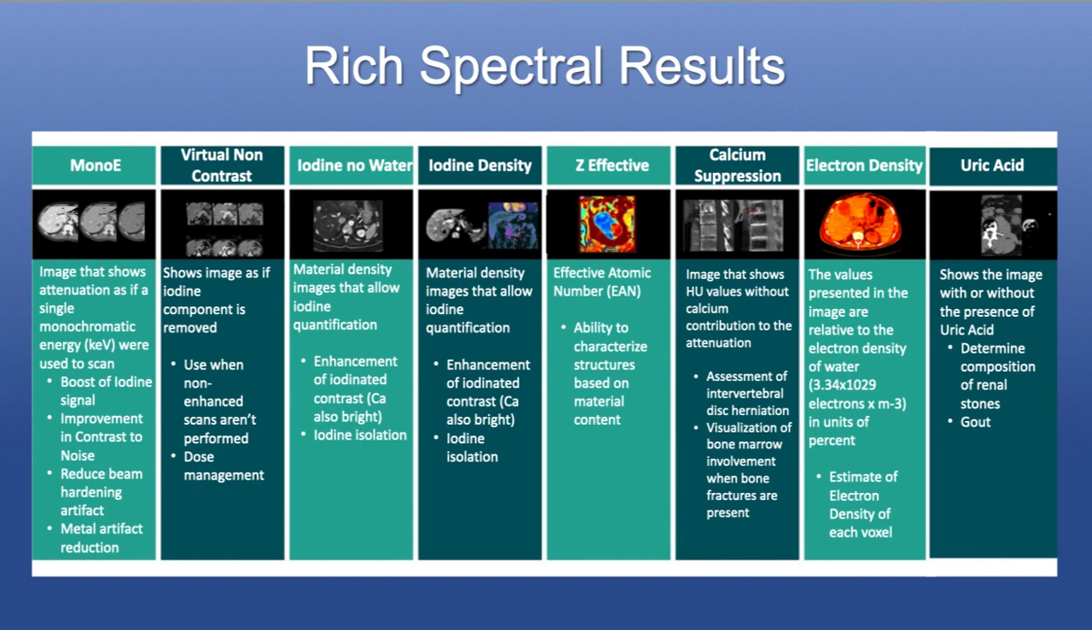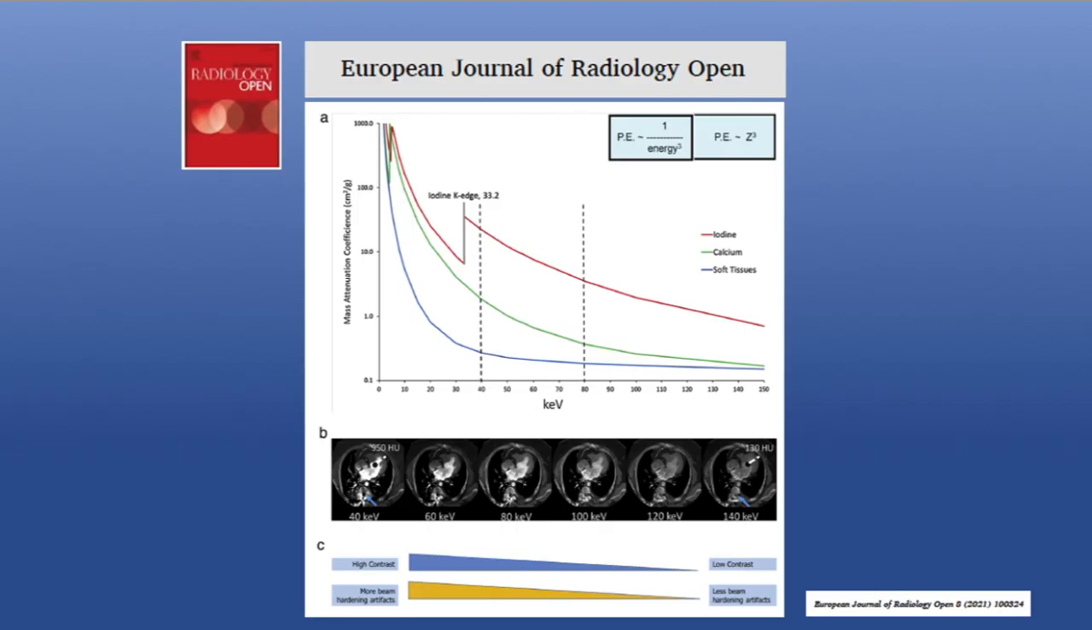We have the iodine no water. We can quantify the iodine. We'll be talking more about this. We can also use iodine density. We can use the effective atomic number. It's a newer technique, and a lot of research is being done, as it has the ability to characterize structures based on the material content. We can potentially use the calcium suppression as well, and electron density. As I was saying before, we use the mono-Es. I think this one is particularly useful.